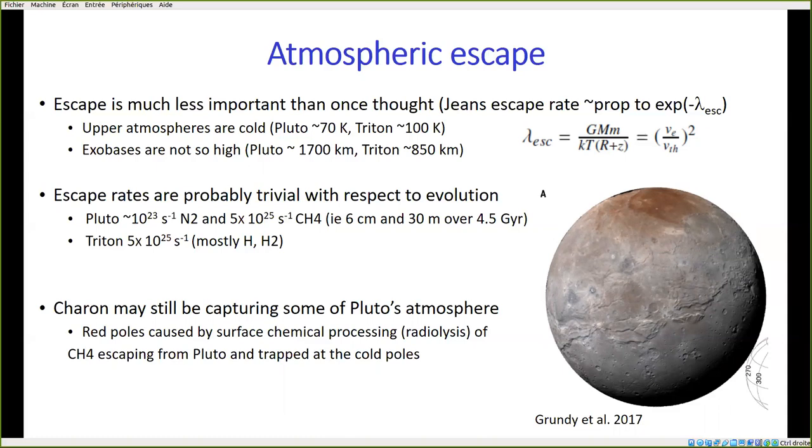Yet there is a very interesting signature of Pluto's atmospheric escape on its moon Charon. Charon exhibits remarkably red poles, and the interpretation of this red color is that it is due to evolved organic material that results from the chemical processing of methane that once escaped from Pluto's atmosphere and was then captured by Charon and condensed on Charon's cold poles.